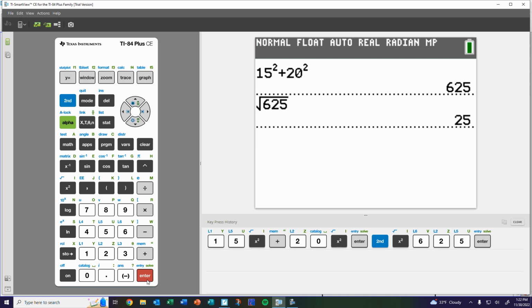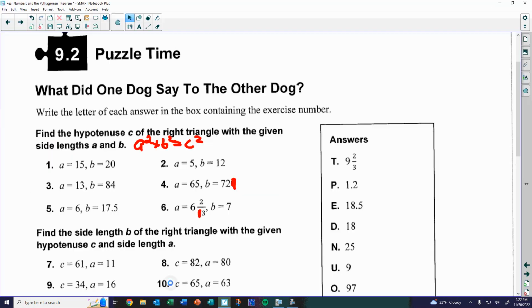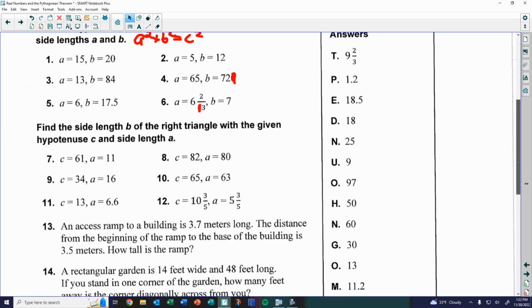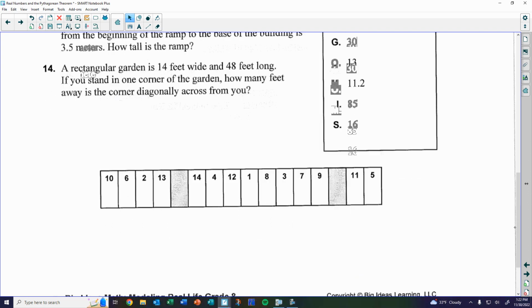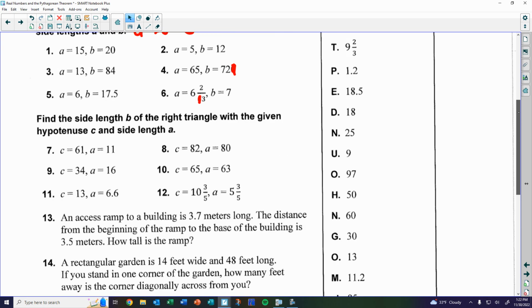Look in the column here on the right-hand side. Okay. What number is 20? What letter is 25? N, right? So down here for number 1, you're going to put an N. Okay.